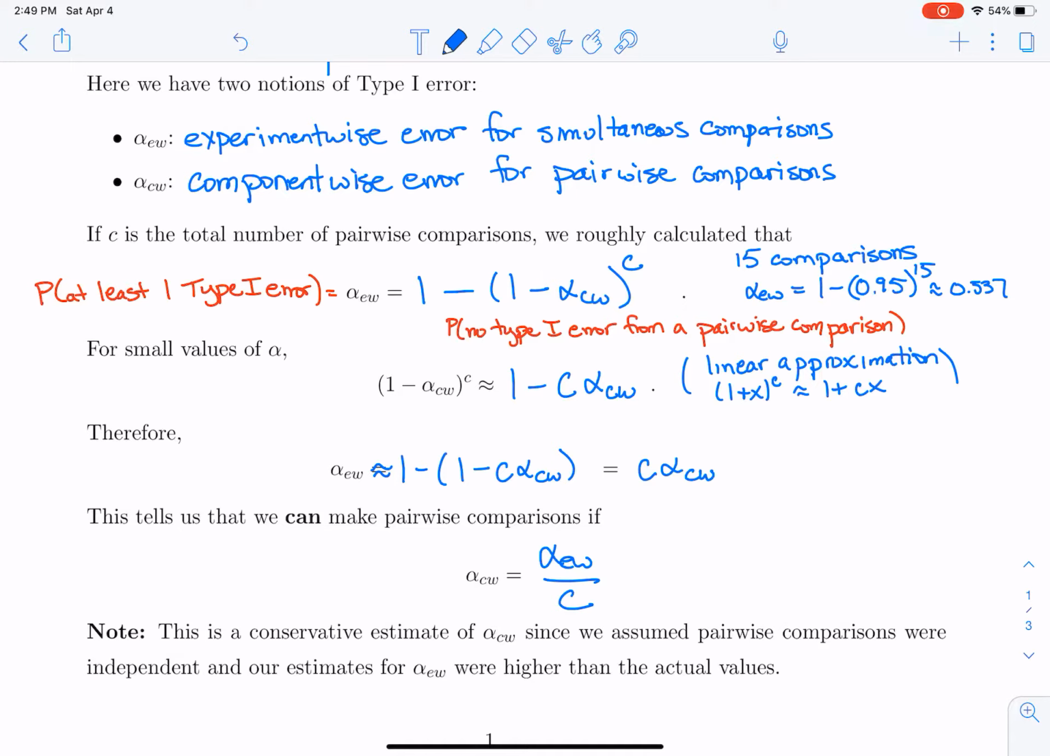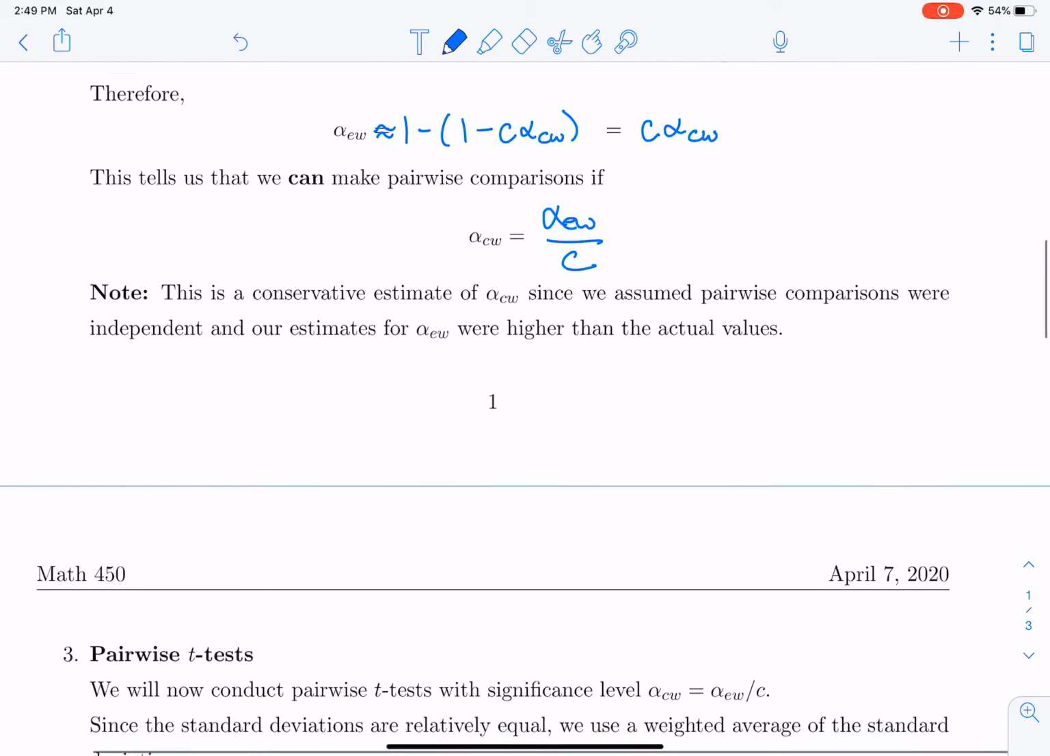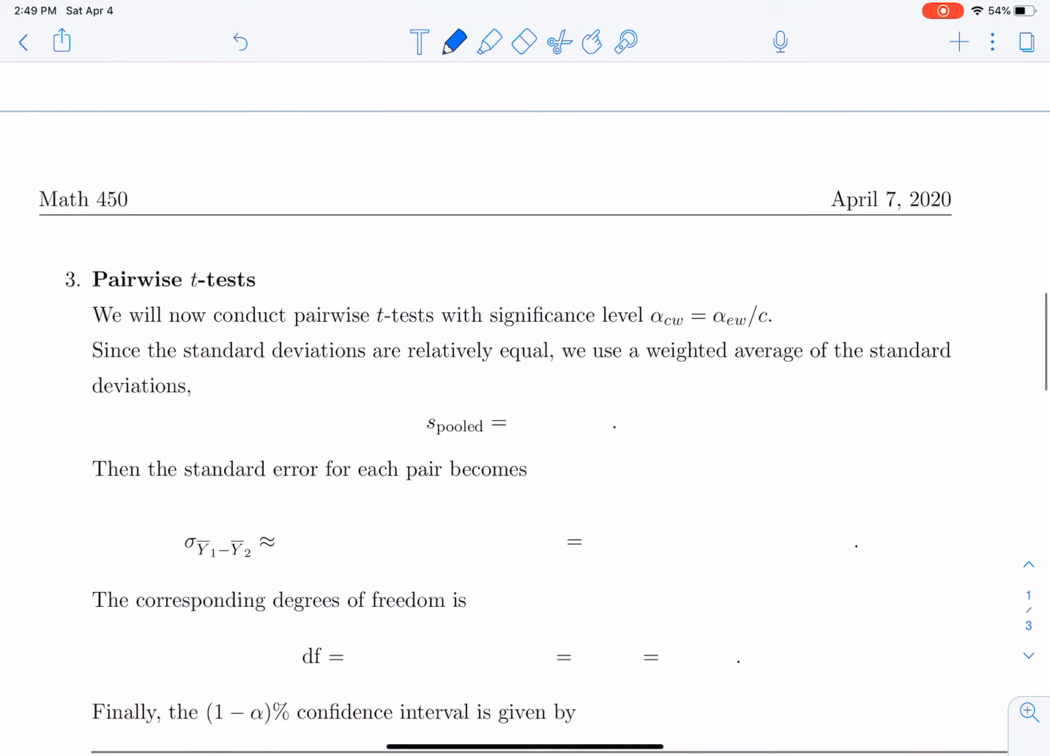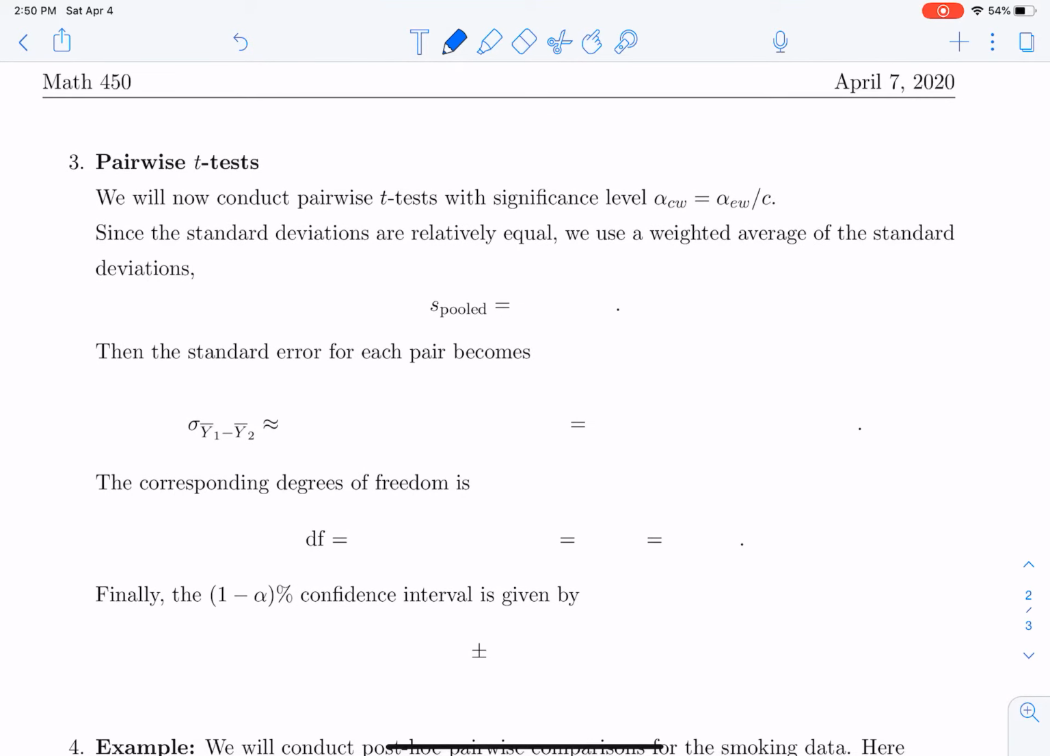Okay, so what we're going to do now is conduct essentially pairwise t-tests. We're going to test all the different possible pairs, for example, of the smoking groups. So at this point, we're going to make the significance level for these pairwise t-tests equal to the experiment-wise error divided by c.